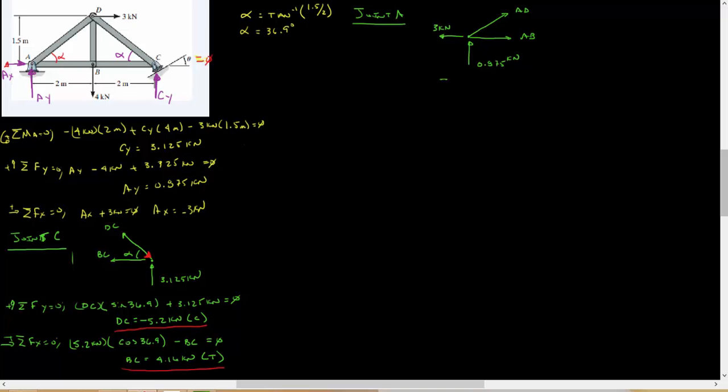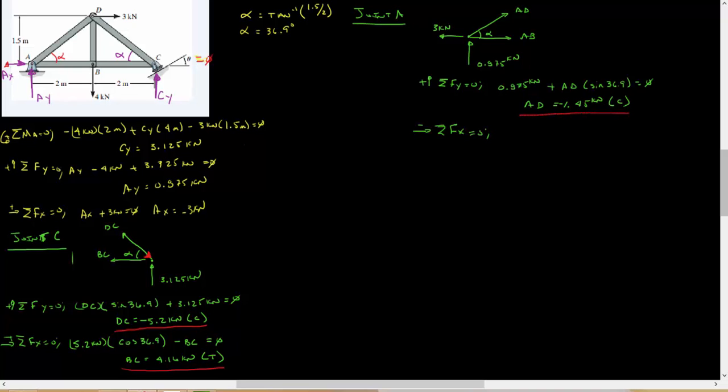So if I sum my forces in the Y here, is equal to 0, I'm going to get 0.875 kilonewtons, that's positive, plus AD is positive as well. This was also alpha, so times the sine of 36.9 is equal to 0. Again, algebra, I get 1.45 kilonewtons, came out negative, so this is in compression. So I got me another answer there.